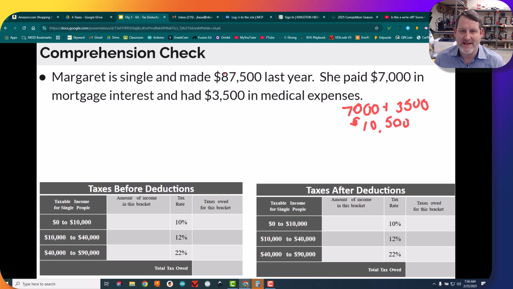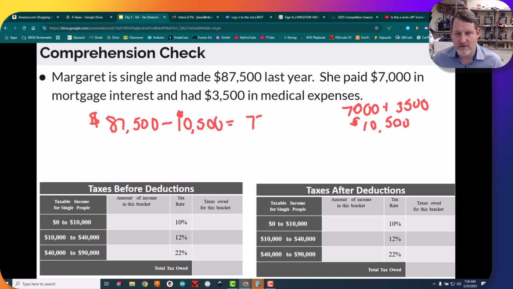And she made $87,500 last year. So all I do is take the $87,500 that she made last year. This is her actual income, and we're going to subtract away her deductions, $10,500. And what that's going to equal is, it looks like $77,000. So this number is her AGI. This is her adjusted gross income, her taxable income.